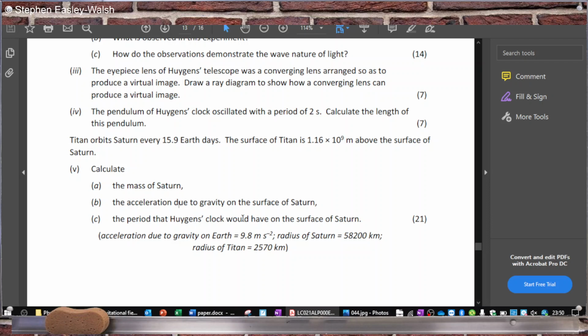And that might affect the last answer here, the period that the clock would have on the surface of Saturn. So, yeah, okay. Any problems, let me know. I think this one is finished though. I'll stop the recording now.